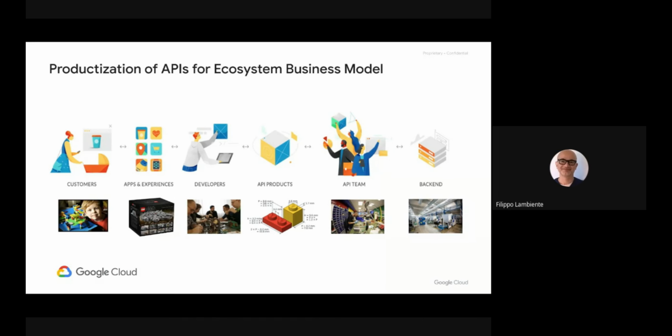So the same backend, the same IT backend, can be wrapped in different ways that generate different products in order to address maybe different types of developers. And these developers are building new experiences, new applications, like for example, the one in this analogy, the Millennium Falcon on the box, that is then used by the end customer that is going to use these services and products.